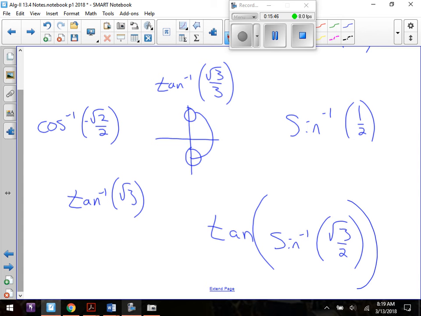Tangent. What angle has a tangent of root 3? Because then you have your opposite over adjacent. So your opposite is the root 3, your adjacent is that. So your opposite is a 60. So you're 60 degrees or pi over 3. Now the fun one. I'm not doing it yet. I'm just going to move it.